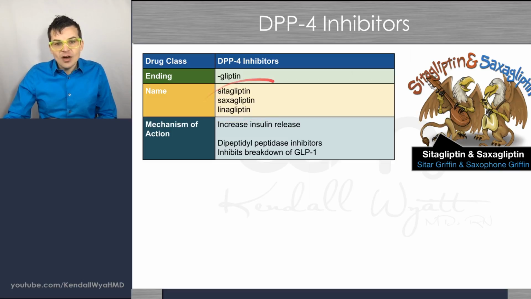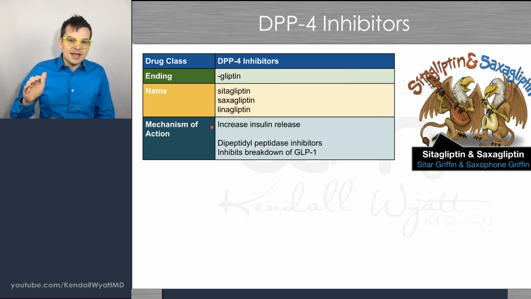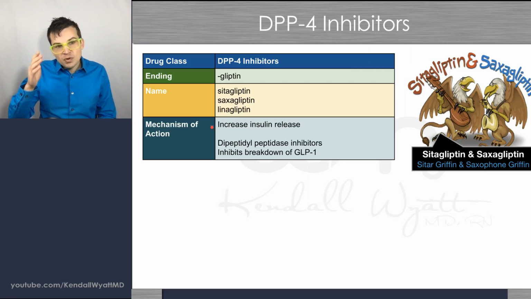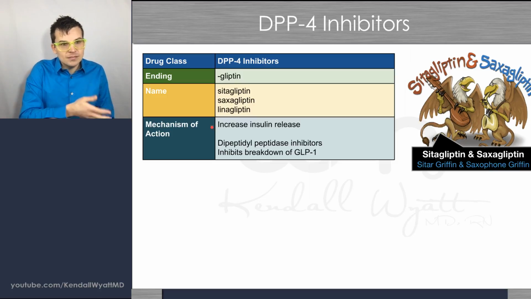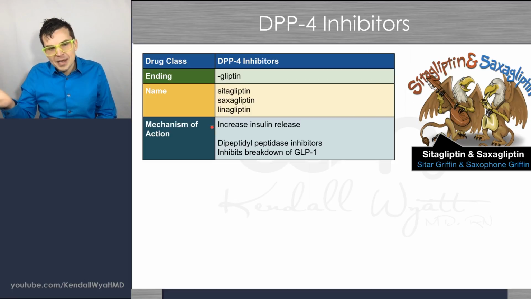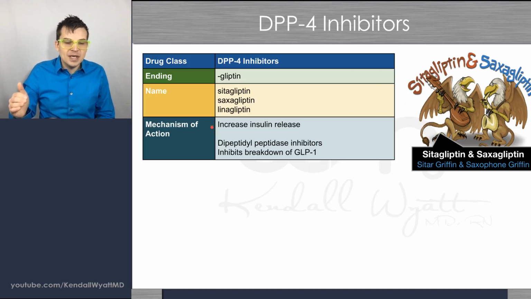With these medicines, also linagliptin, remember that they increase insulin release as a mechanism of action. DPP-4 inhibitors are dipeptidyl peptidase inhibitors, which inhibit that enzyme so it can't break down something called GLP-1. Remember, that's the same pathway that works with our GLP-1 analogs, right? GLP-1 analogs actually increase GLP-1, and then DPP-4 inhibitors prevent the breakdown of GLP-1. So what happens? Lots more GLP-1.